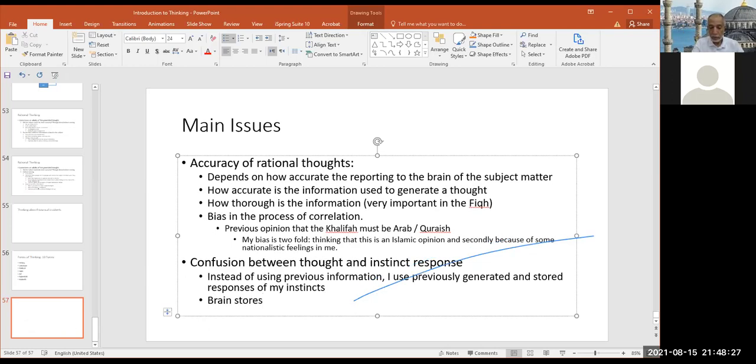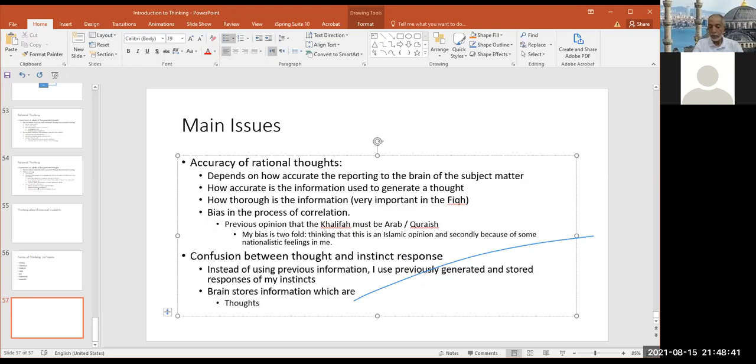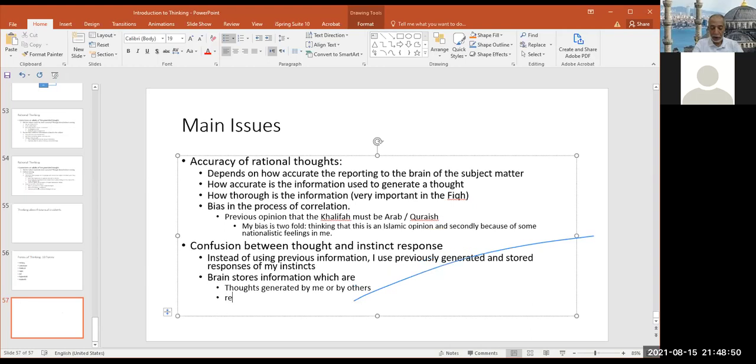And also in the storage of the brain, I would say, the brain stores information which are, one, thoughts generated by me or by others, or it can store instinct responses to many issues.